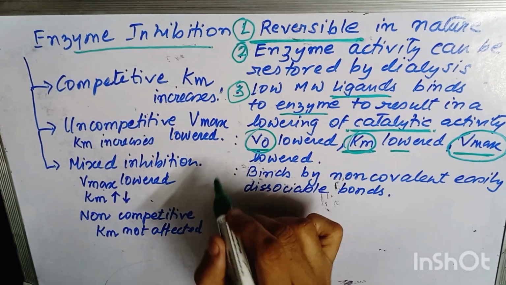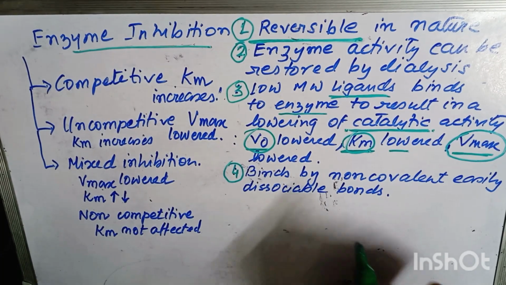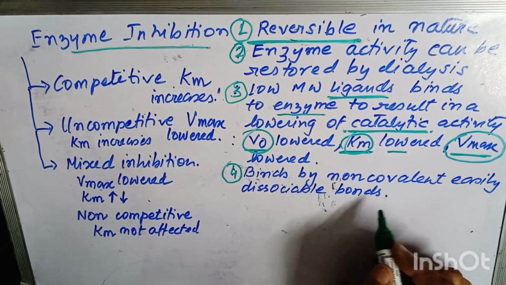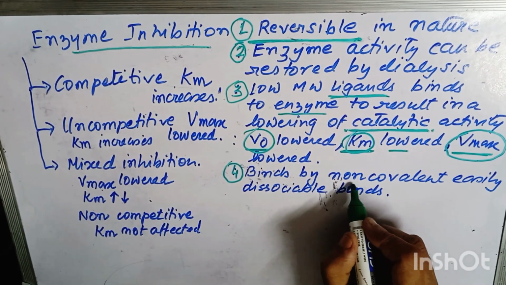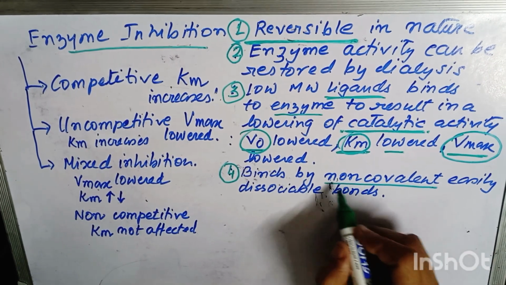Now, the fourth point about inhibition: the inhibitor binds by non-covalent, easily dissociable bonds. Covalent bonds are very strong bonds. They have high energy.